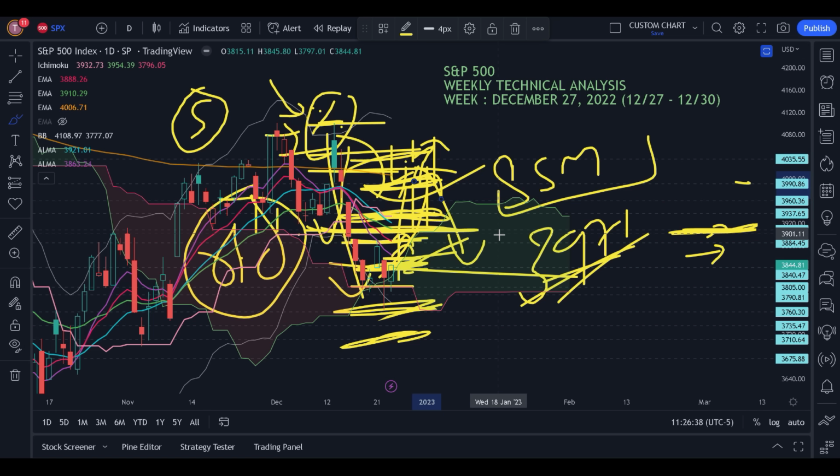2023, 2024. Every retrace will be seen and must be construed as an opportunity to go bearish. Any bullish retrace, that is what I'm talking about.